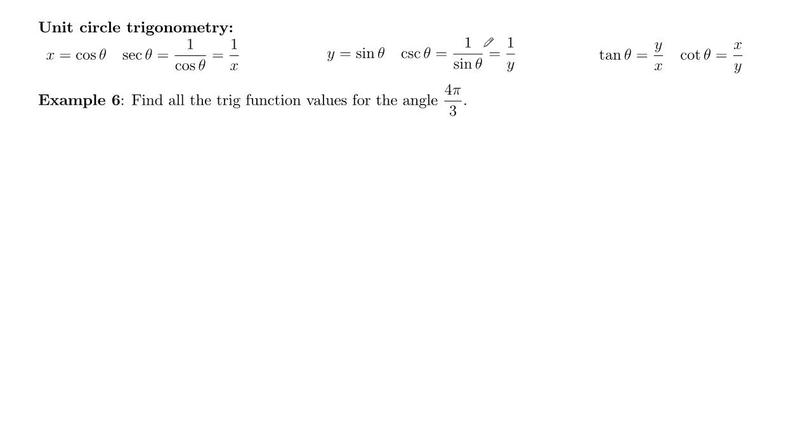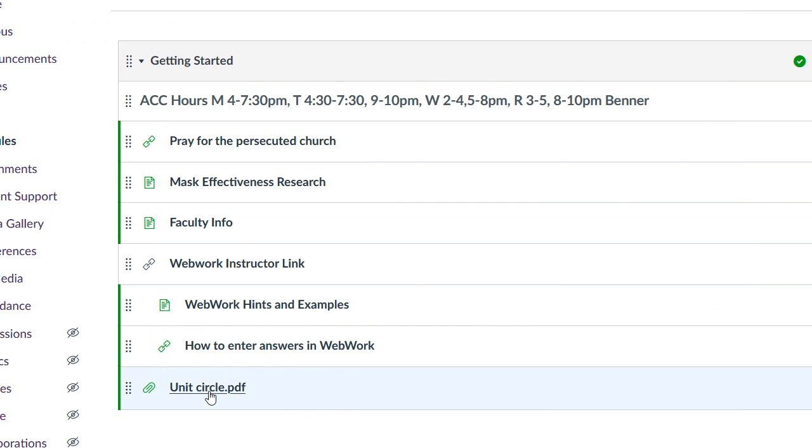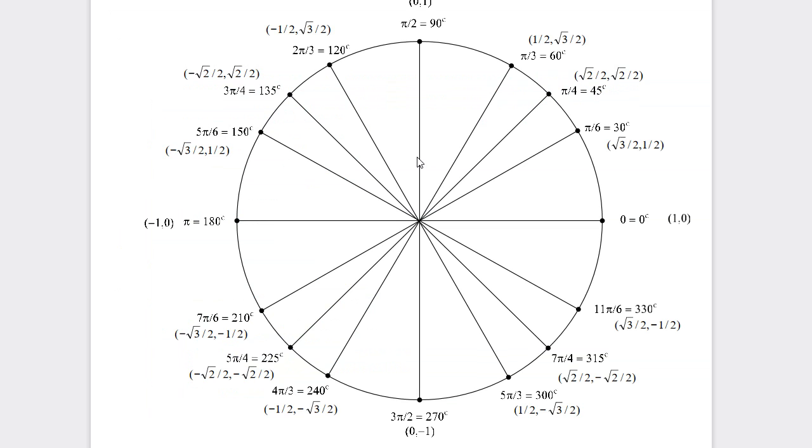So I have a unit circle here for you. If you go to the course modules and in the Getting Started section right here, unit circle, you click on that, you will see this unit circle. And so for example here, pi over 6, which is 30 degrees, has a cosine of root 3 over 2 and a sine of 1/2. Okay, and we have the same for all the special angles. And you can use this on the exam if you want to.